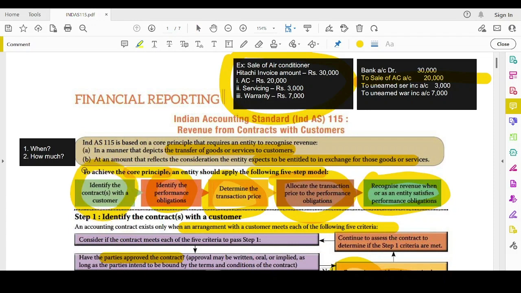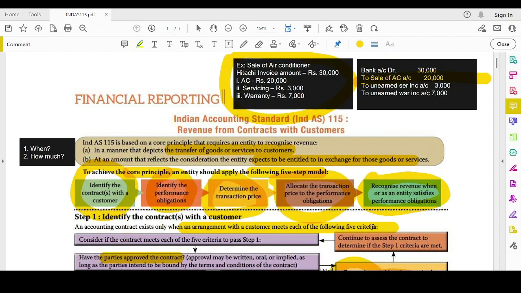Then identify the performance obligation. Determine the transaction price. Allocate the transaction price to the performance obligation. Recognize the revenue as and when the entity satisfies the performance obligation. To repeat: identify the contract with the customer, identify the performance obligation, determine the transaction price, allocate the transaction price to the performance obligation, and recognize the revenue as and when the entity satisfies the performance obligation.